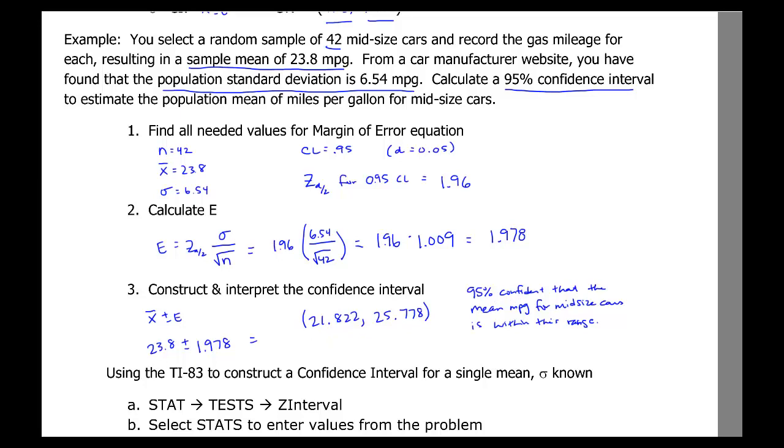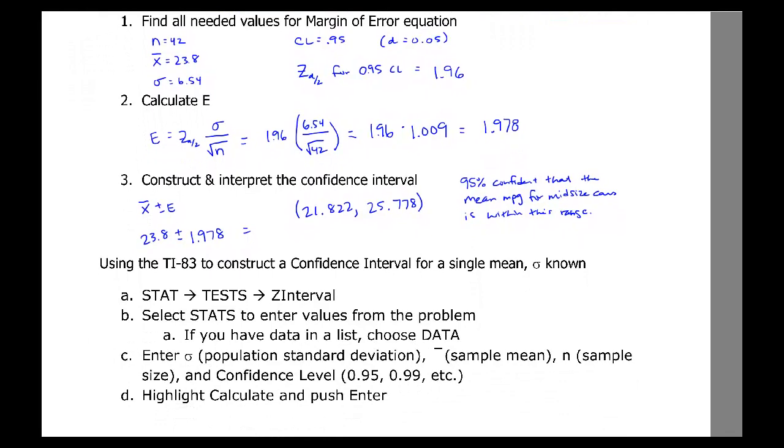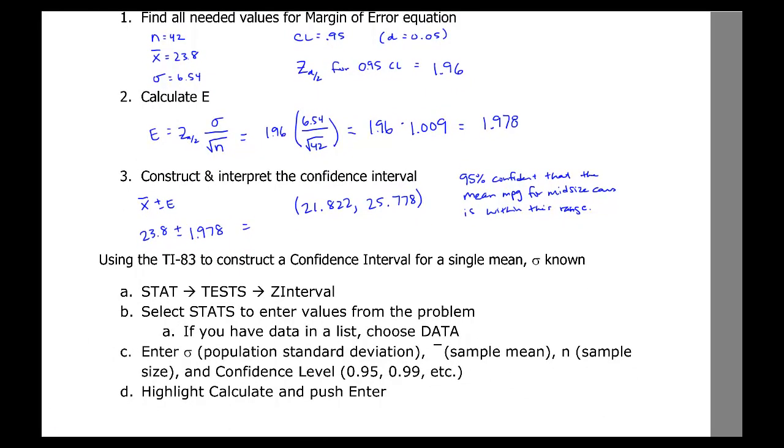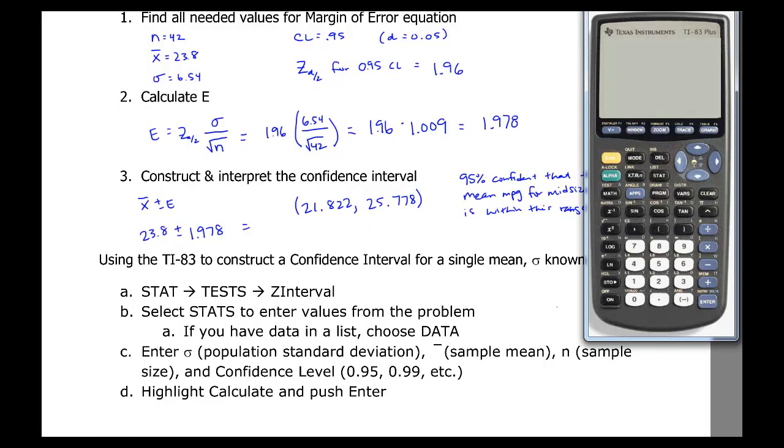So just like all the other problems, we can use the calculator to do the same thing. We're going to do a Z-interval. In your stat menu, under tests, there's Z-test, but if you scroll down a little bit, there's Z-interval. Anytime you have the population standard deviation, you'll use Z. Anytime you have only the sample standard deviation, just S, you'd use T. We'll get to those in a little bit.